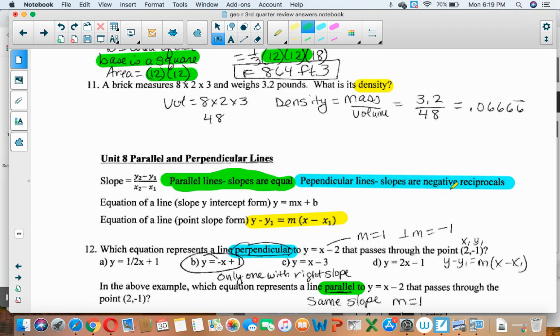Negative reciprocal means you're going to flip it. That's what reciprocal means. Just flip it upside down. And negative means you're going to negate it. So if it's positive, you're going to make it negative. If it's negative, you're going to make it positive.